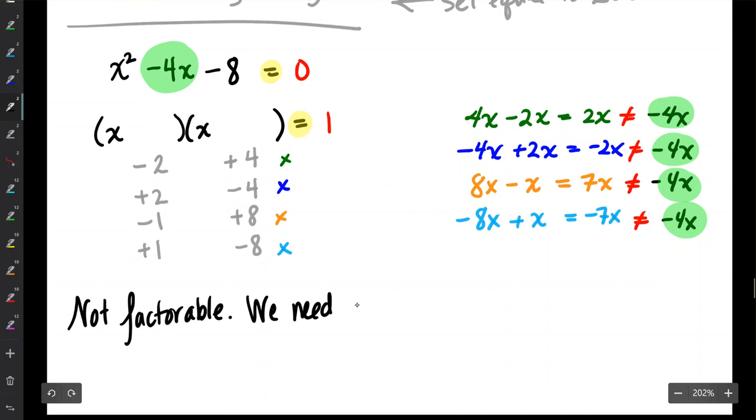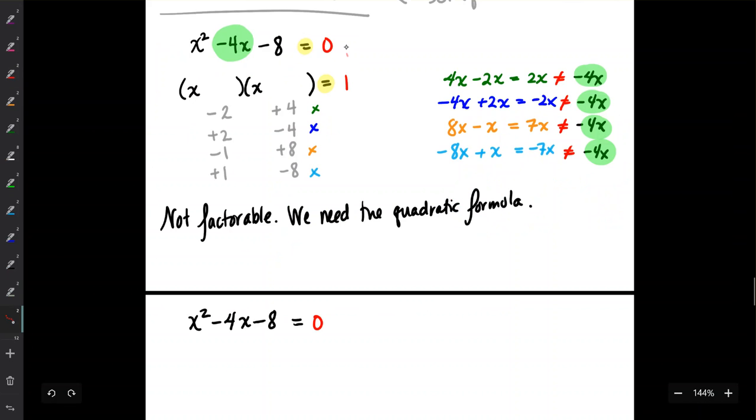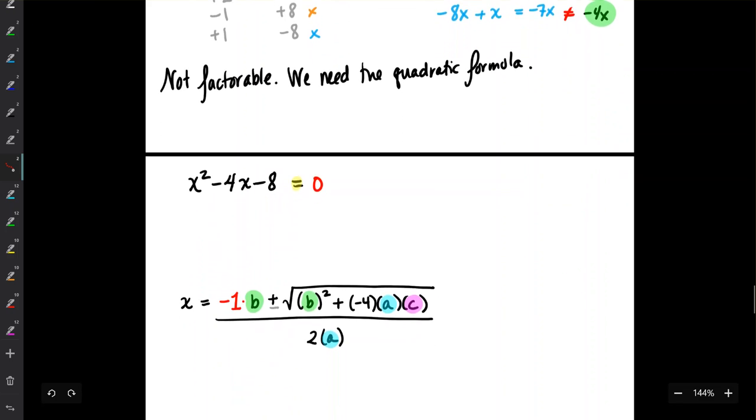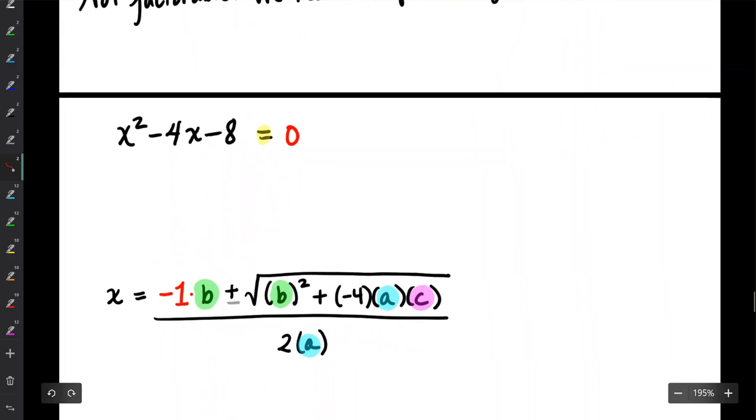We need the quadratic formula. All right, so I just took our problem and wrote it right here. What do we need to do to use the quadratic formula? Well, it needs to be set equal to 0, check, and we want to have it with the x squared term, the x term, and the number term in that order so that we can identify A, B, and C.